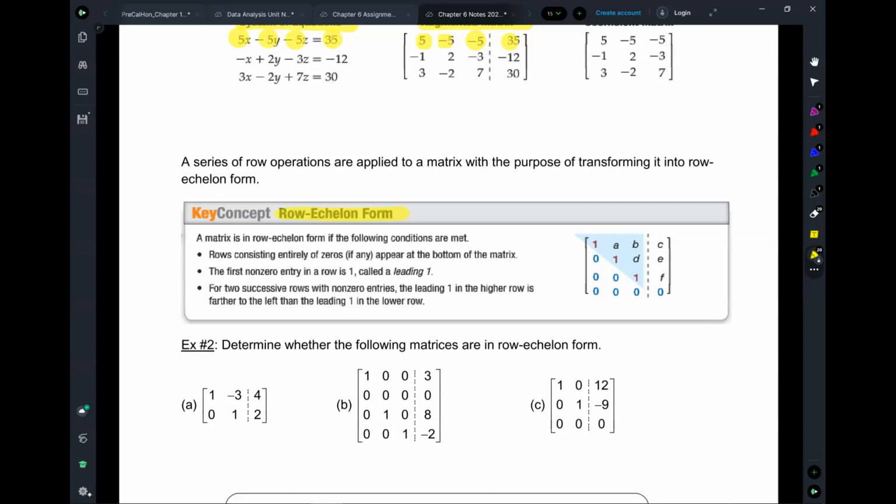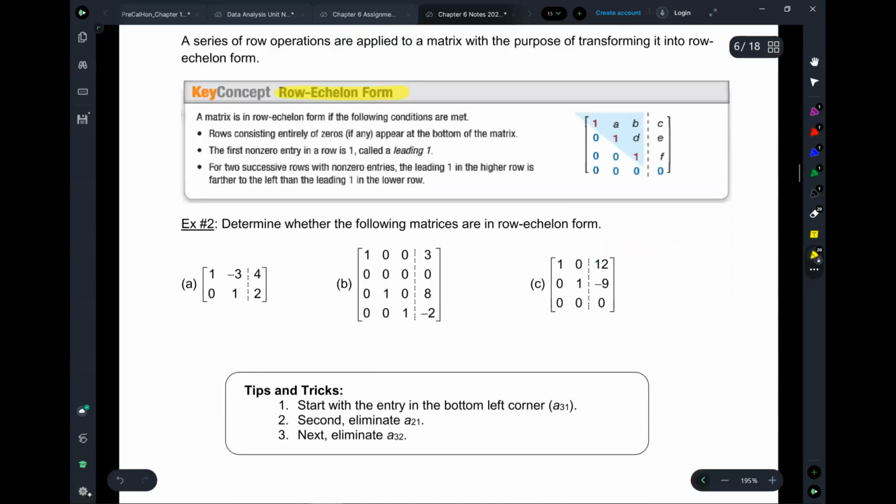So look, one's here, zero's underneath. Okay? One's here, zero's underneath. That's what a row echelon matrix is.